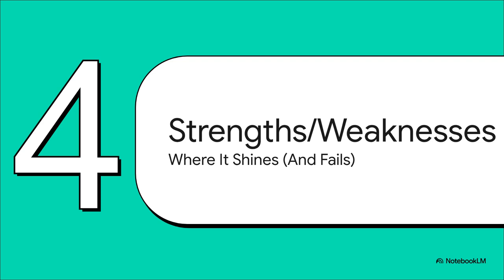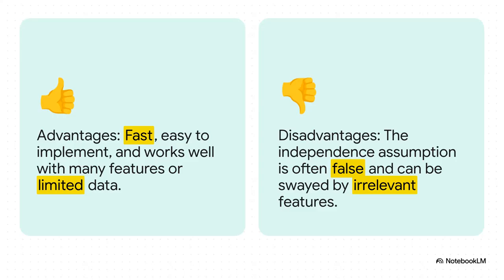So, now that we've seen how it works under the hood, let's kind of zoom out a bit. Because like any tool, naive Bayes is amazing for some jobs and, well, not so great for others. Knowing where it shines and where it fails is really the key. So what's great about it? Well, for one, it is lightning fast and super easy to set up. It's also fantastic when you have tons of features, like trying to classify a document based on thousands of different words. And it can even work pretty well when you don't have a whole lot of data to start with.